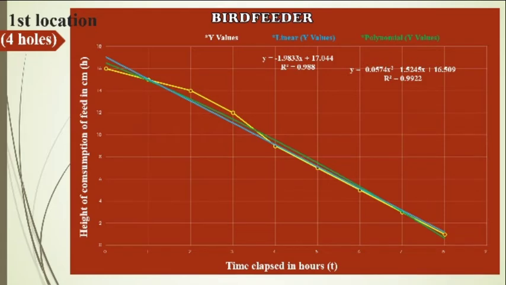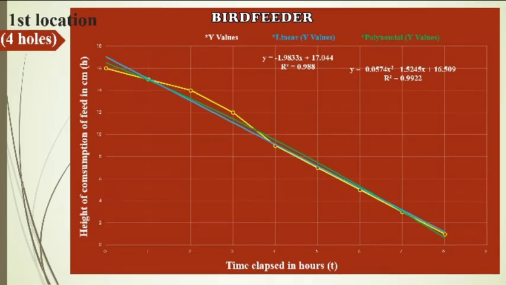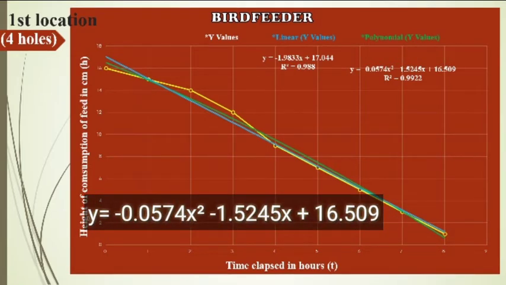Next is for our 4 holes in our first location. We also use linear and polynomial curve fitting. For our linear, we have y equals negative 1.9833x plus 17.044. While in our polynomial, we have y equals negative 0.0574x squared minus 1.5245x plus 16.509.